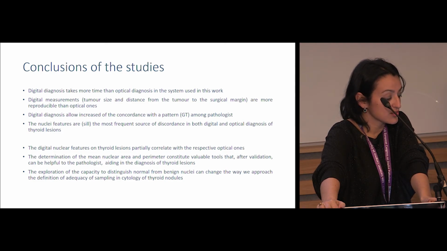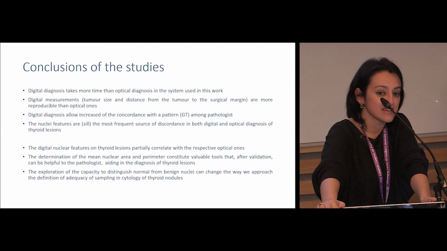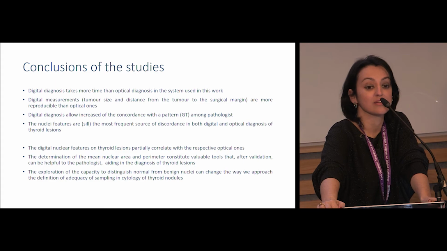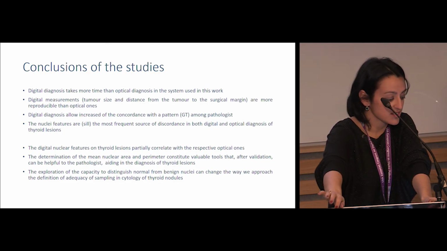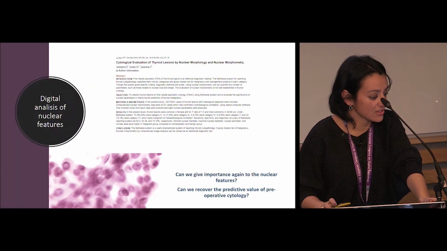Apparently, the digital nuclear features of thyroid lesions are not linearly correlated with what we think the nuclei look like in the optical setting. Determination of the mean nuclear area and perimeter are valuable tools that, after validation, could really help us in nuclear grading. And exploring the capacity to distinguish normal from benign can really change the way we consider the adequacy of sampling in the cytology setting.